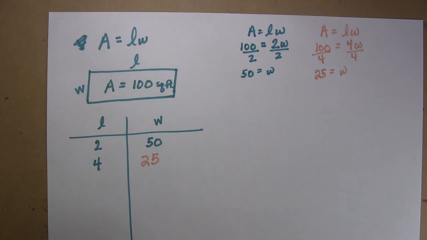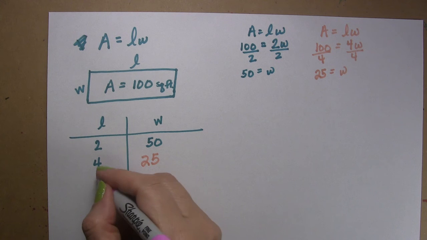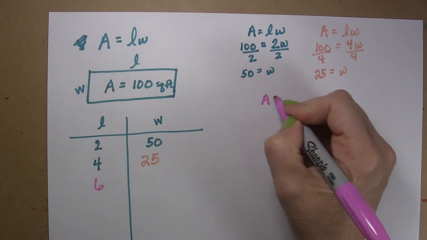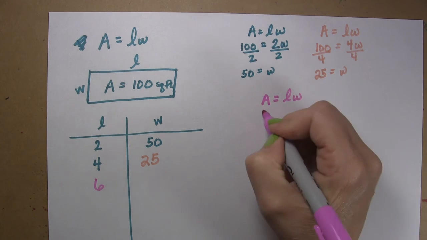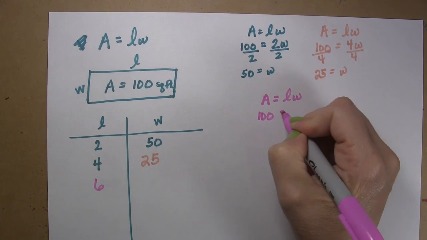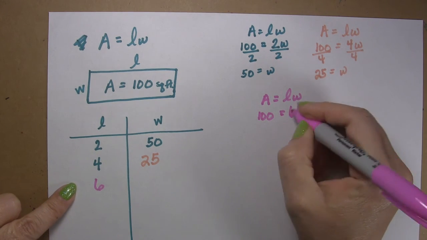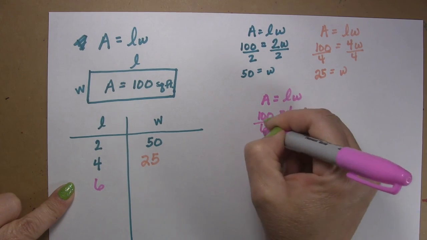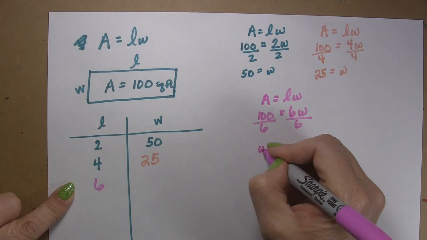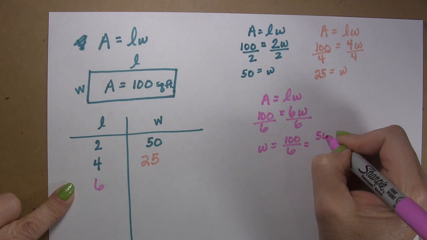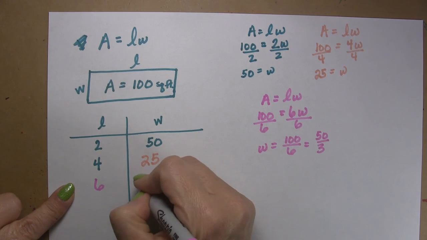Okay, that's all well and good, but what if I said that the length was 6? Well, we have A equals LW. Our area is 100. This time our length is 6. Our width is W. We'll divide both sides by 6. We get W equals 100 over 6, which reduces to 50 over 3.